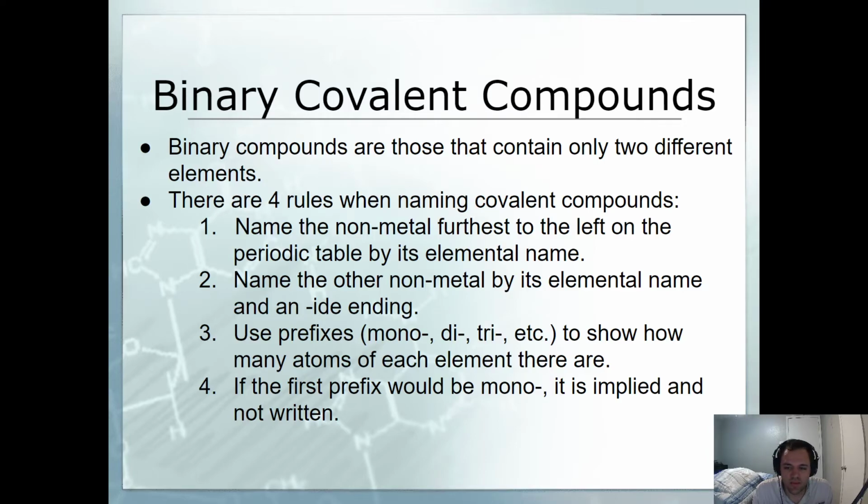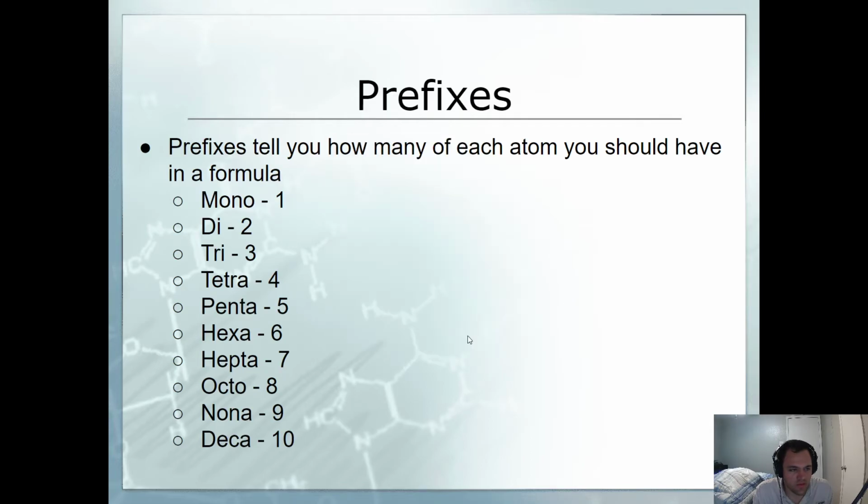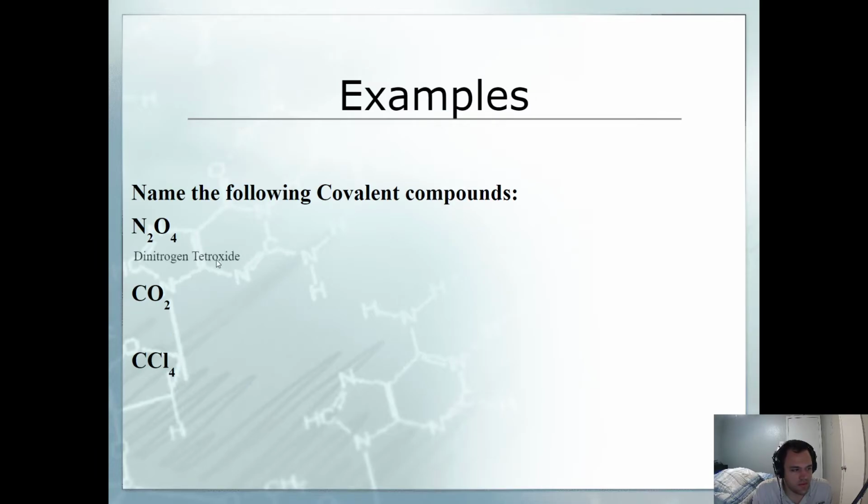Then we're going to use our prefixes to show how many of each there are. So let's go back to that problem. We've got 2 nitrogens here and 4 oxygens. So if we look at our prefixes, it should be dinitrogen for the 2 of them, and then tetraoxide. So dinitrogen tetraoxide.